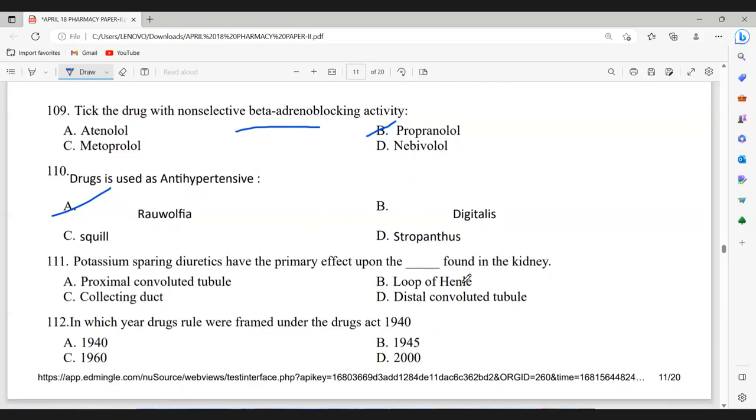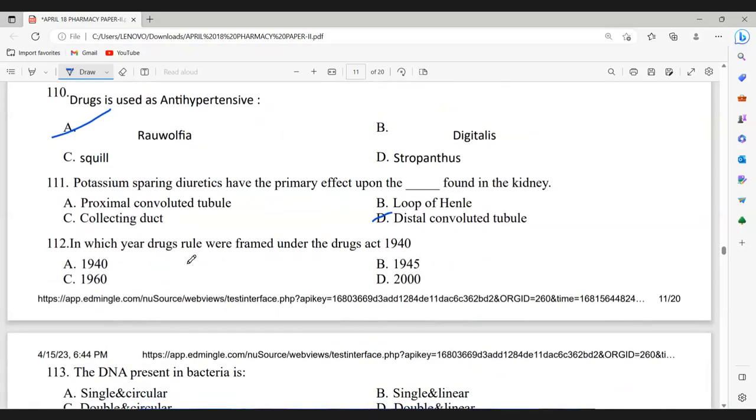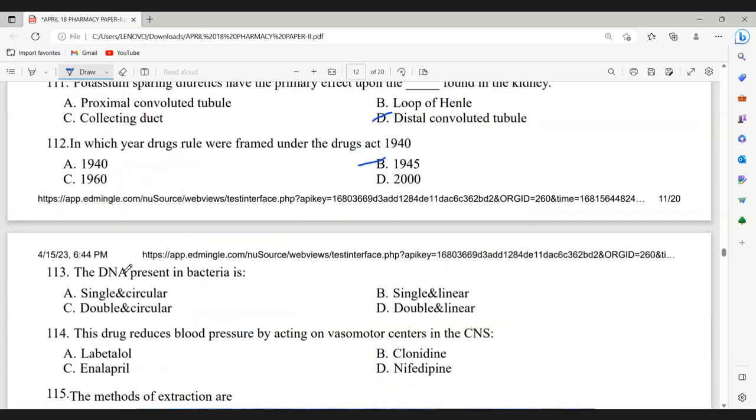the distal convoluted tubule. Yes, correct. And 112, in which year were drugs rules framed under the Drugs Act 1940? This is a direct question: 1945. Then 113, the DNA present in bacteria is, a repeated question. I need the answer from you.